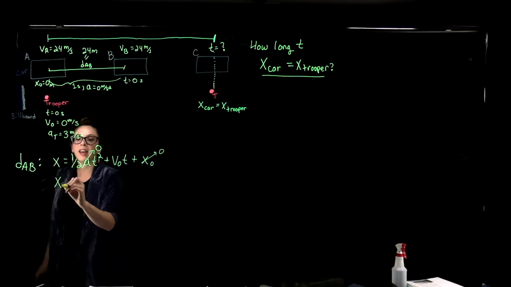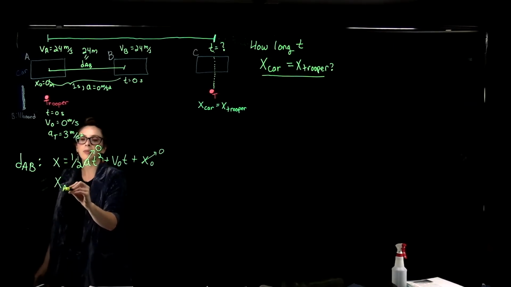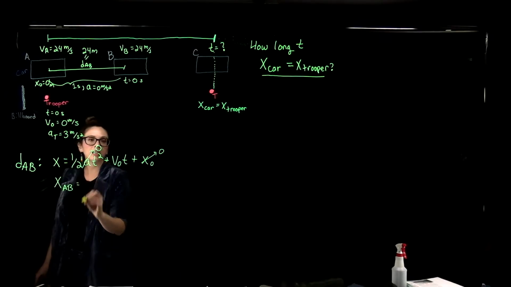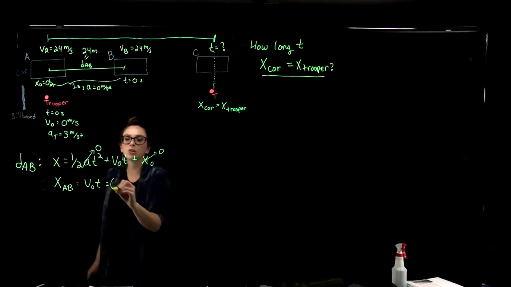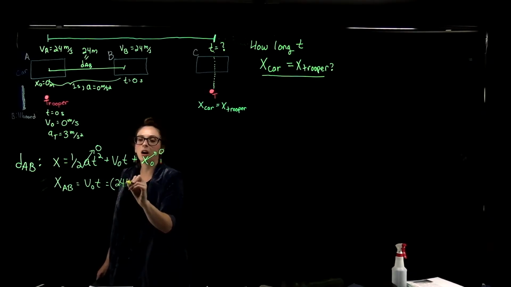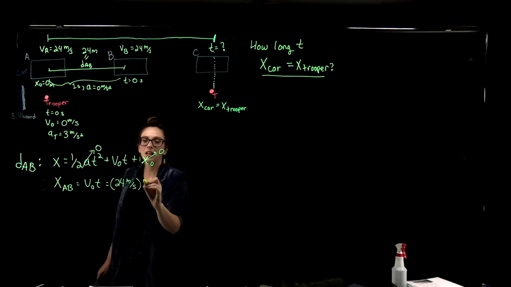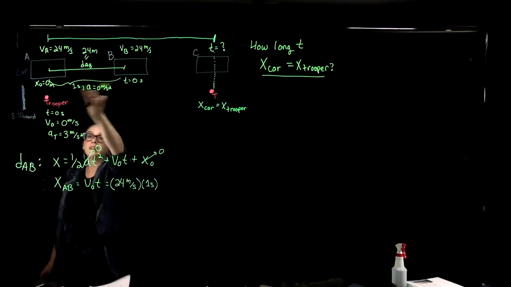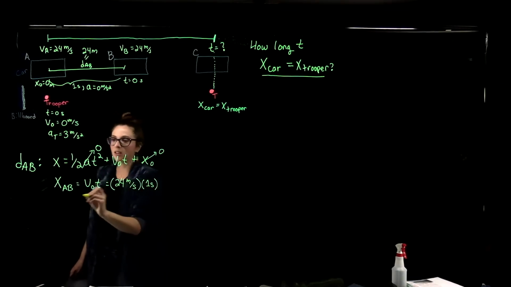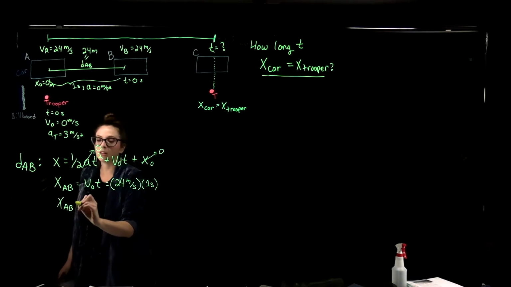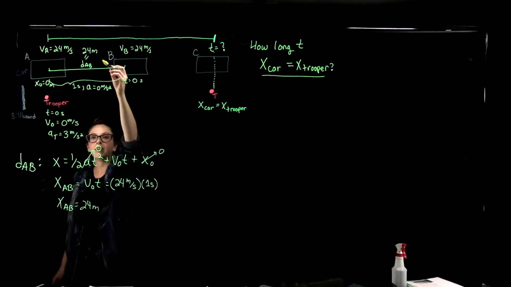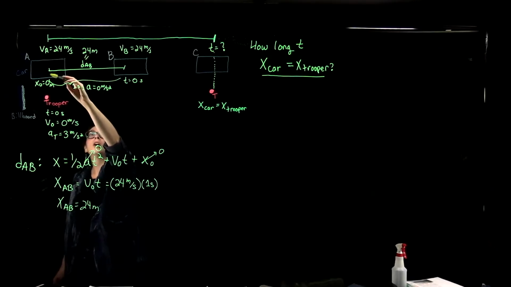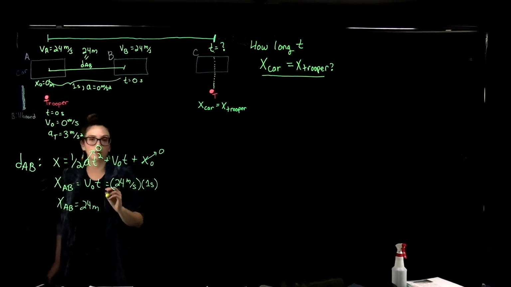So then we'll have that x, we'll call that xab as well, is going to equal v naught t. So that's equal to the initial speed of our car, 24 meters per second, times the 1 second that it's traveling in this segment. And so that just tells us that our car travels 24 meters in that 1 second. So I've already written that here. The distance the car goes between point A and B is 24 meters.